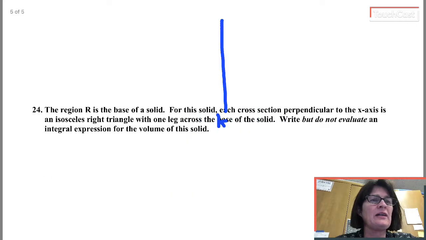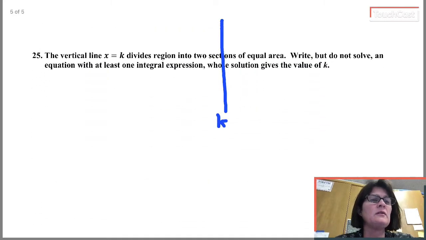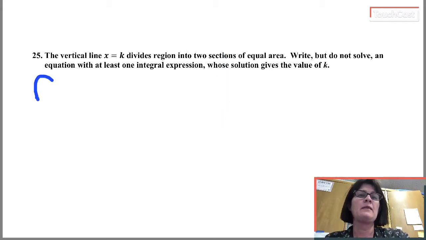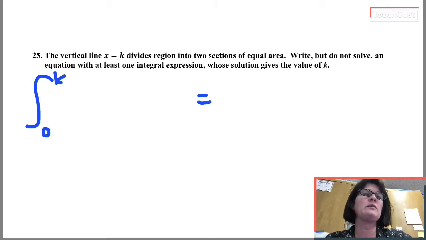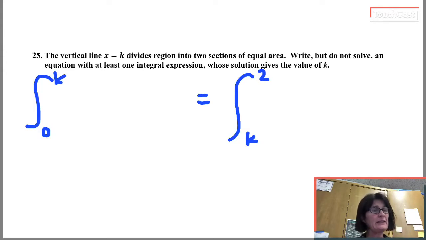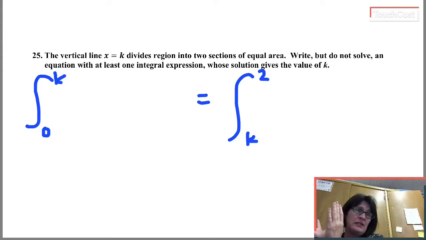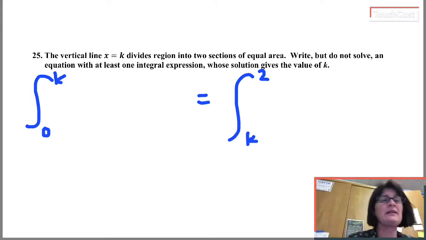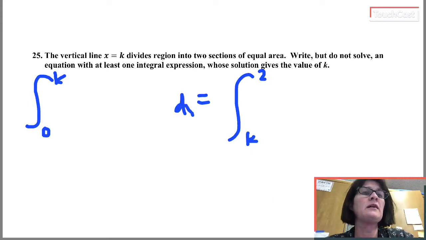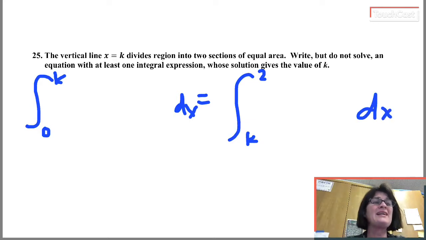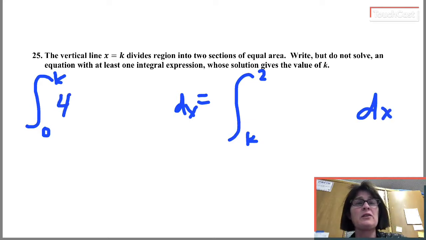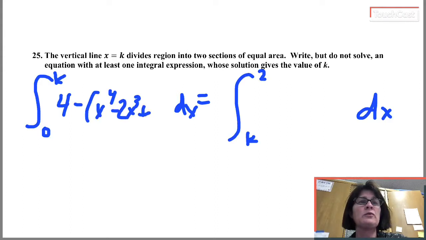Just because it might be easier to understand, I'm going to write this integral, but don't feel like I have to do this. I'm going to say the area to the left of k, so that's the integral from 0 to k, has to equal the integral from k to 2. So if I choose k correctly, then half of the area is going to be to the left of k, and half of the area is going to be to the right of k. And both of these I'm going to integrate with respect to x. And in both cases, the area I'm talking about is the same area I've been talking about the whole time, which is 4 minus x to the 4th minus 2x cubed plus 4.